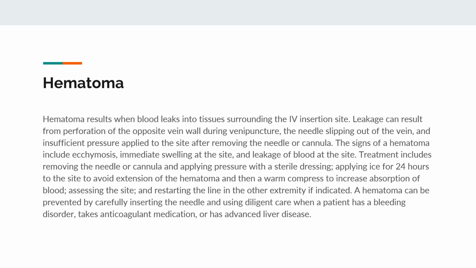The signs of a hematoma include ecchymosis, immediate swelling at the site, and leakage of blood at the site. Treatment includes removing the needle or cannula and applying pressure with a sterile dressing. Applying ice for 24 hours to the site to avoid extension of the hematoma, and then a warm compress to increase absorption of the blood. Assessing the site and restarting the line in another extremity if indicated.